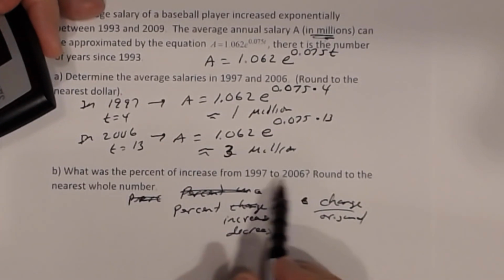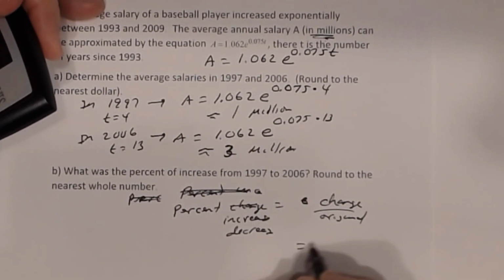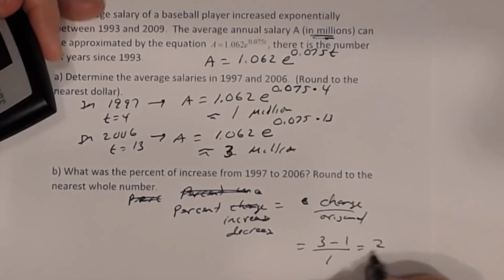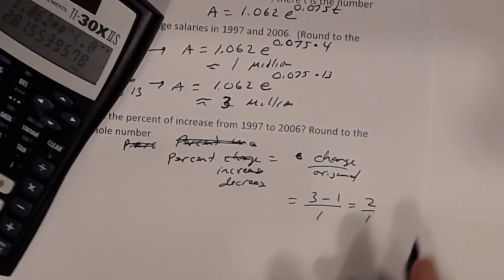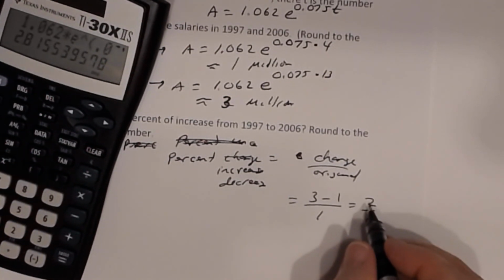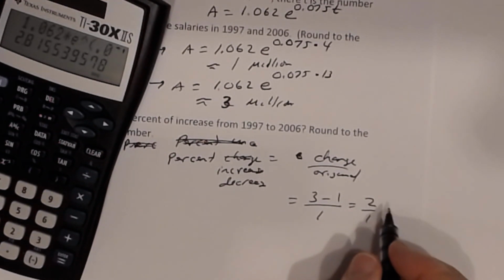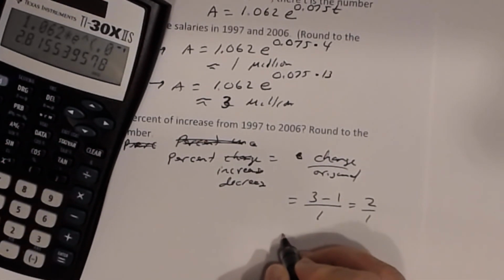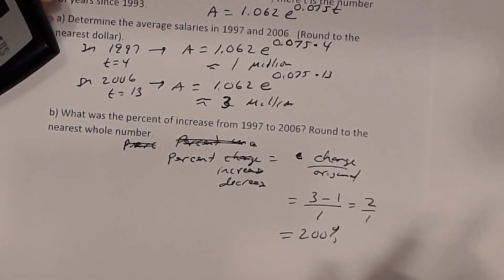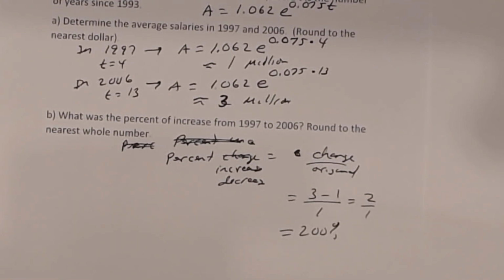Okay, so the change from 1997 to 2006 went from 1 to 3. So you're going to say 3 subtract 1 divided by the original, and the original was 1. So that's 2 divided by 1. All right, so 2 divided by 1 change to a percent. So you got to change the number 2 to a percent. So remember, to change a number to percent, you move the decimal point 2 places to the right. So this becomes 200%. All right, so 200%. So that's a percent increase. All right, so that's number 5.